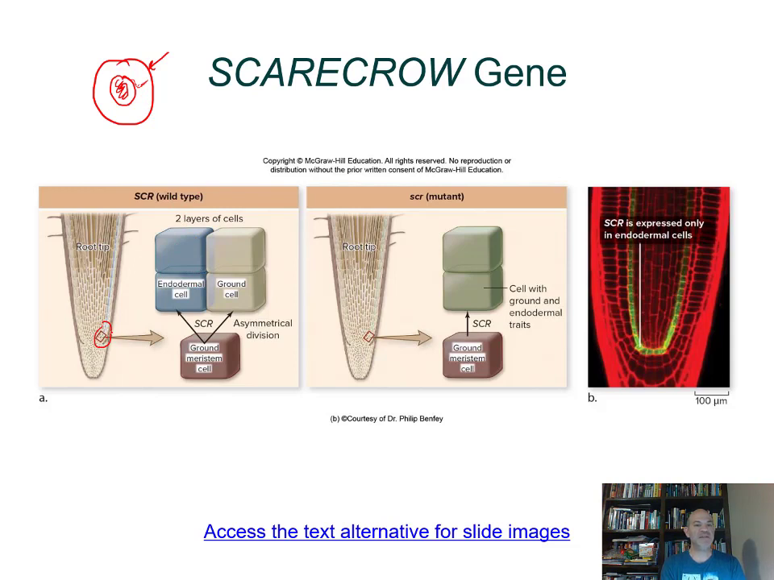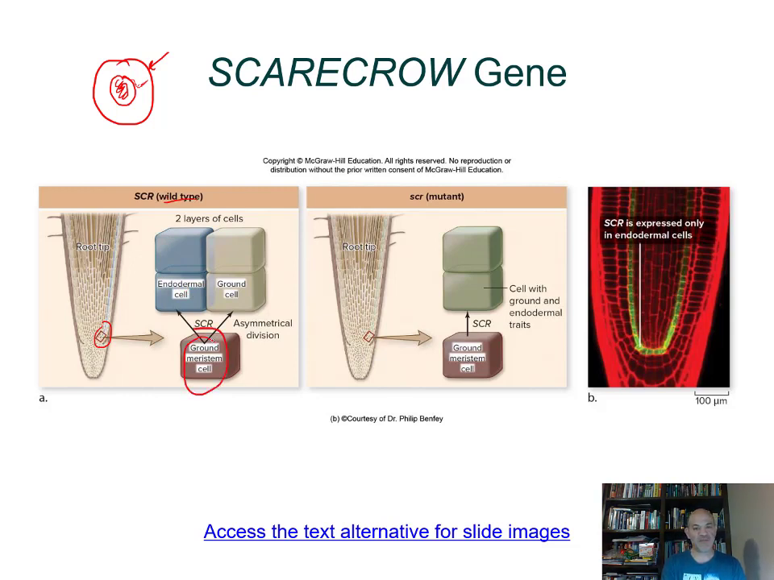So there has to be control as to what those cells become. As these cells are dividing, they're communicating with each other, telling each other, hey, you're going to be endoderm and you're going to be ground tissue. And that's regulated by genes. In the case of the correctly working scarecrow gene, the wild type, we get the correct differentiation. The inner cell on the inside becomes endodermal, and the one toward the outside is going to become ground tissue, right? And so this is that ground meristem.